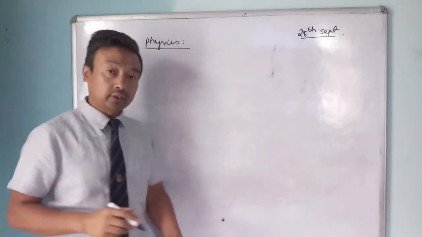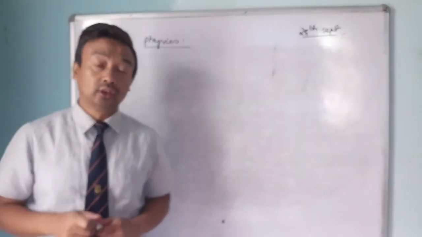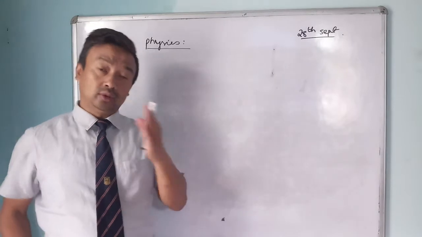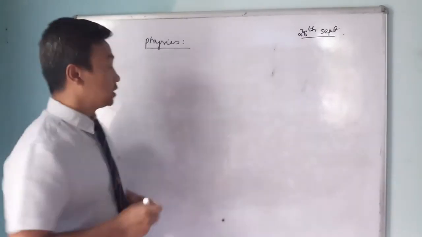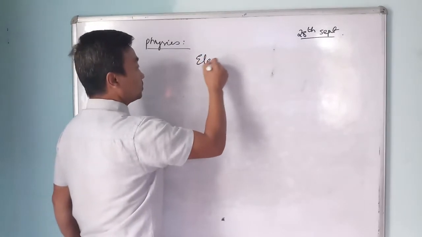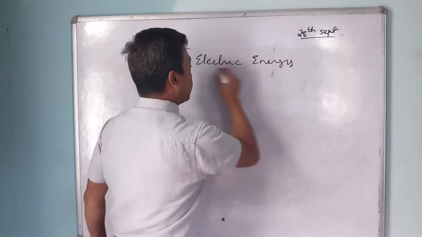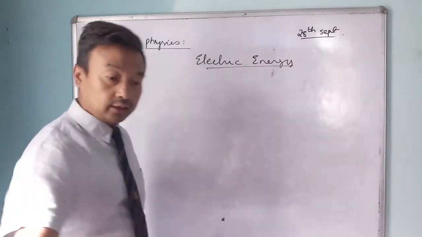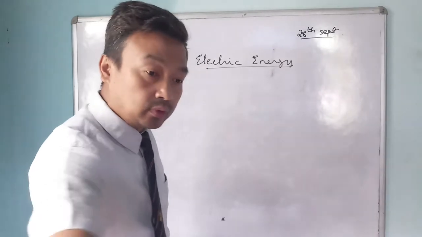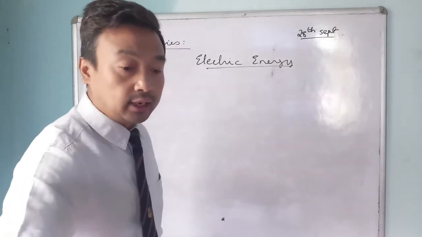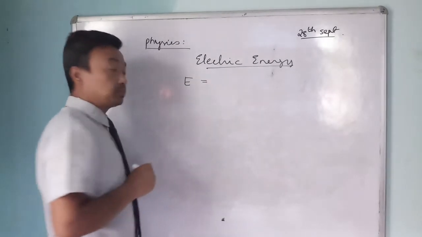In the previous class, that is on Saturday, we were discussing the two last terms in that chapter, that is current electricity. It was electrical energy, and we had discussed also the electrical power. So there we had two formulas we had derived. First one was the energy. We have got different expressions for the energy.